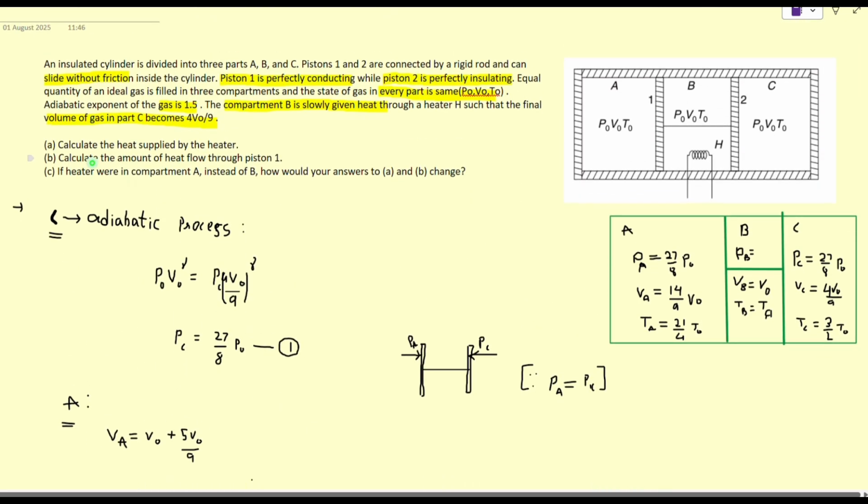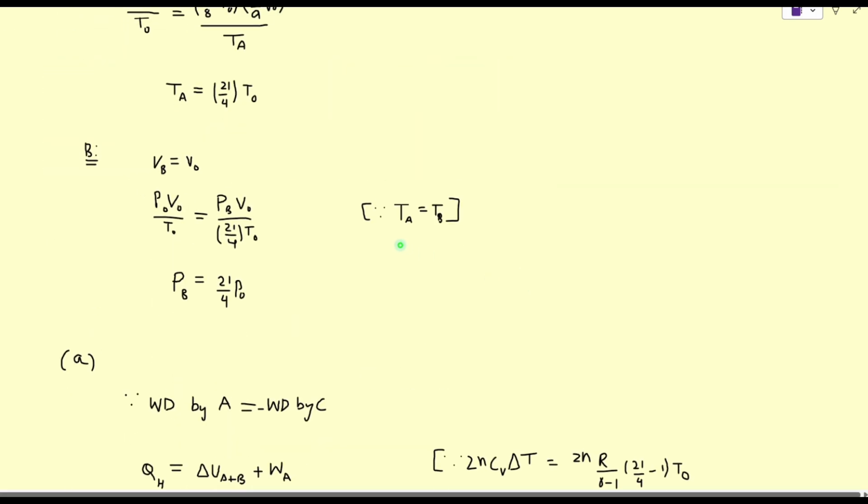In the first part of the question, we calculate the heat supplied by the heater. Basically the heat first enters A. It doesn't go into C because that is an adiabatic, insulating piston. This piston is a thermally conducting piston, so the temperatures in both compartments are the same. TA equals TB here. It is a key point.